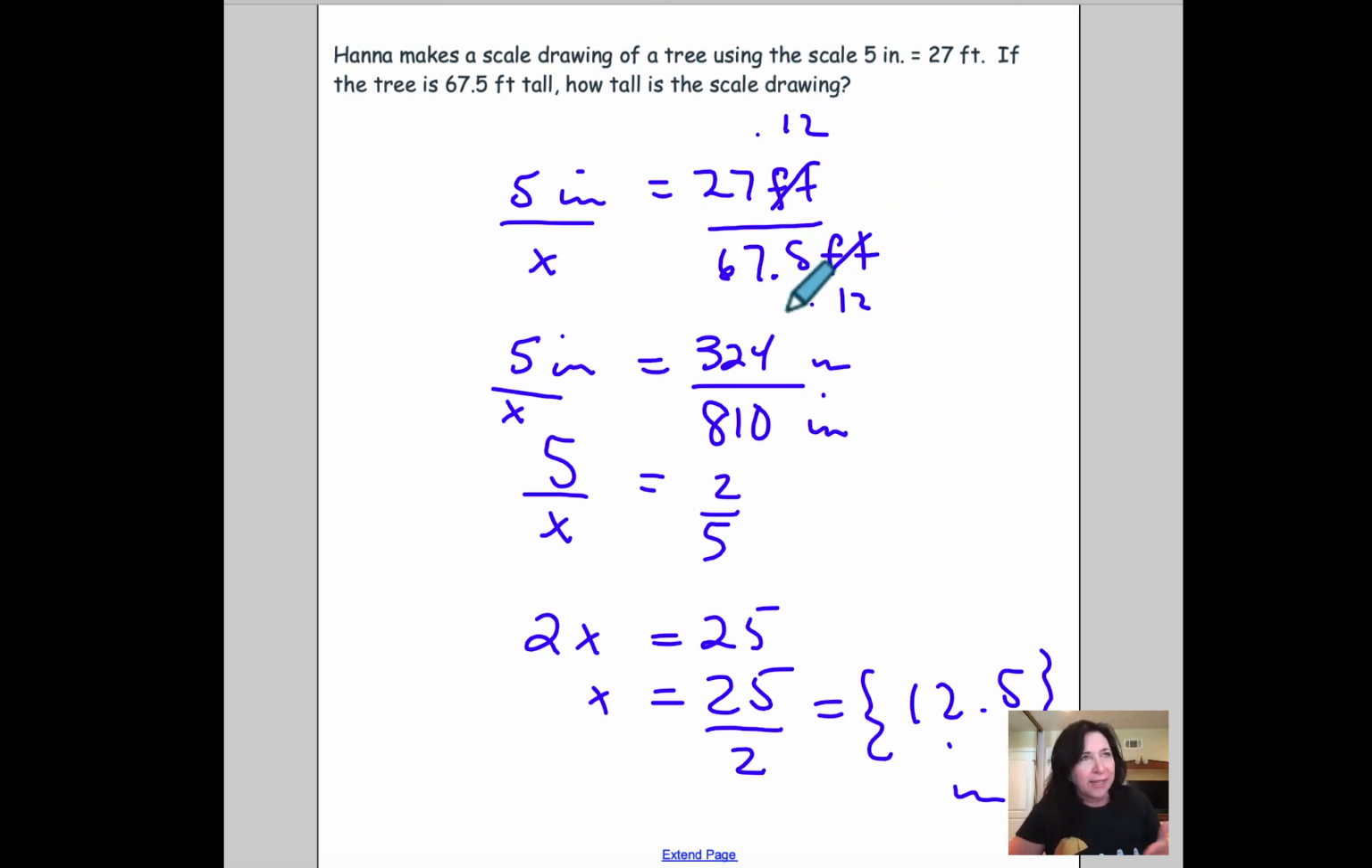So that really didn't do anything for us. Because our feet, our measurements for this scale, canceled, I just multiplied 5 times 67.5 and divided by 20 and divided by 27, and also got 12.5 inches. So both ways equally okay.